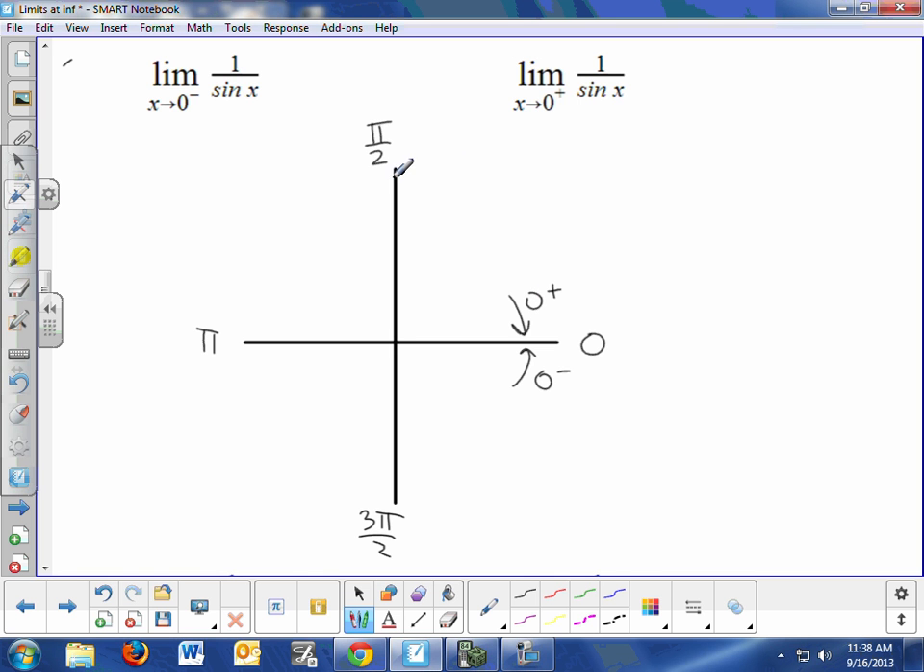Well, pi over 2. If I'm going pi over 2 from the right, am I in the second quadrant or the first quadrant? Pi over 2 from the right would be in the second quadrant. Right here we would say this is pi over 2 from the right. And this would be pi over 2 from the left. You go ahead and label the from the lefts and from the rights at pi and 3 pi over 2.